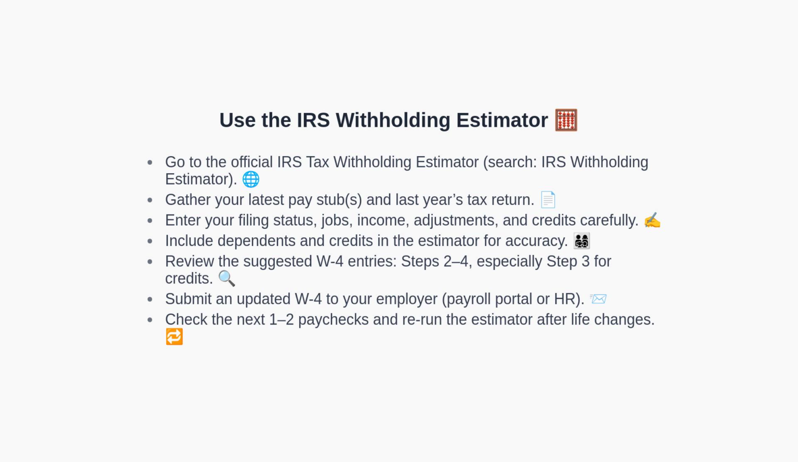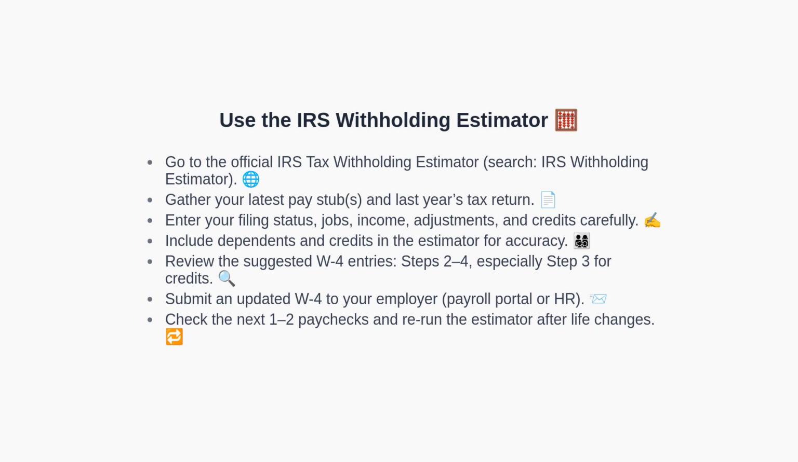First, visit the official IRS tax withholding estimator. Next, gather your most recent pay stub and last year's tax return. Then, carefully input your filing status, number of jobs, income, adjustments, and credits. Be sure to include dependents and credits like the child tax credit.